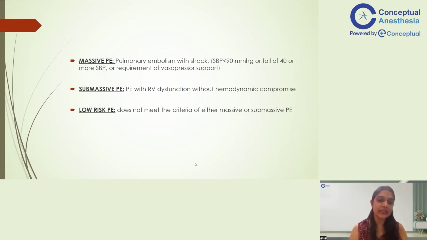And low risk pulmonary embolism or stable pulmonary embolism is when the patient has pulmonary embolism but does not really meet the criteria of massive or submassive pulmonary embolism. The patient is hemodynamically stable, RV dysfunction may not be present, and otherwise the patient is stable.